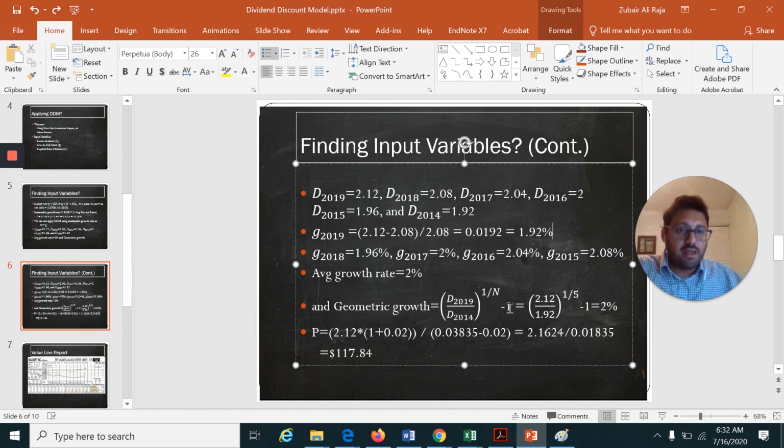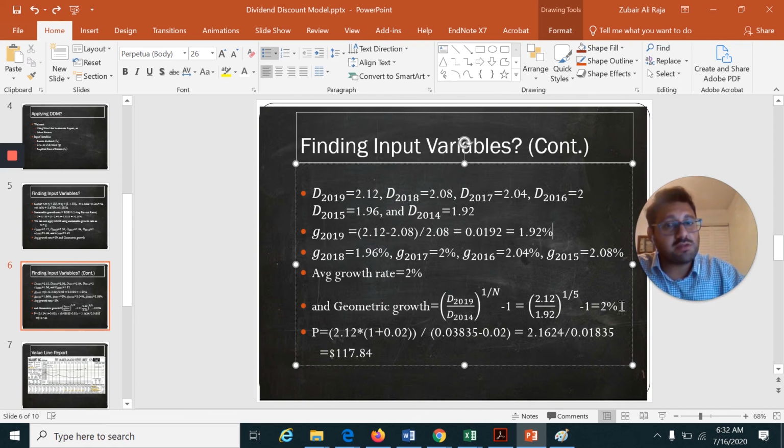Minus 1. If you do this calculation, I will again end up getting 2%. So both the average growth formula and the geometric growth formula are suggesting that 2% is the growth rate of the dividend of Walmart. So we will be using that.